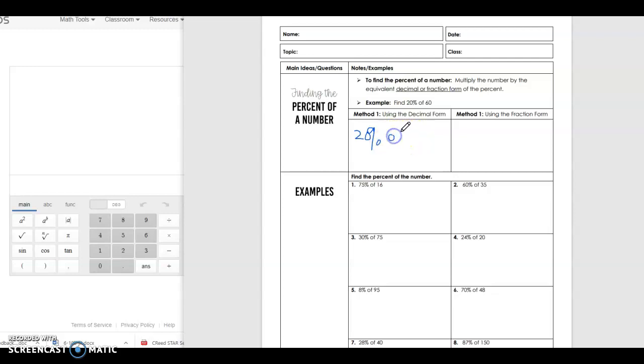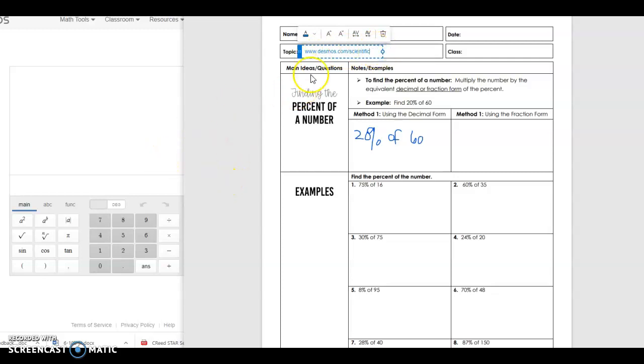Of 60. And what you're also going to need is your Desmos calculator. So let me go ahead and type that in. You're going to need www.desmos.com/scientific. So you're going to need that calculator.